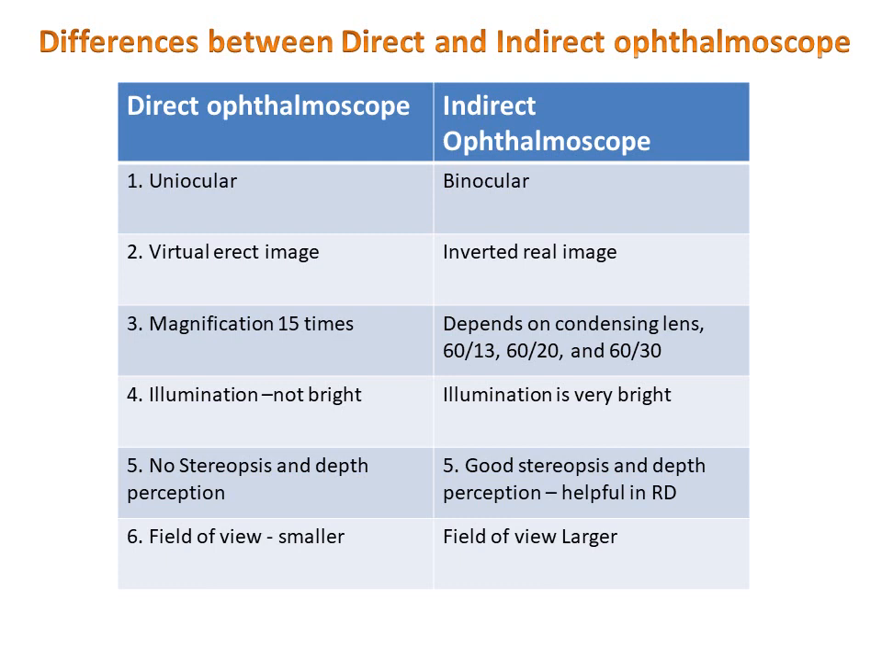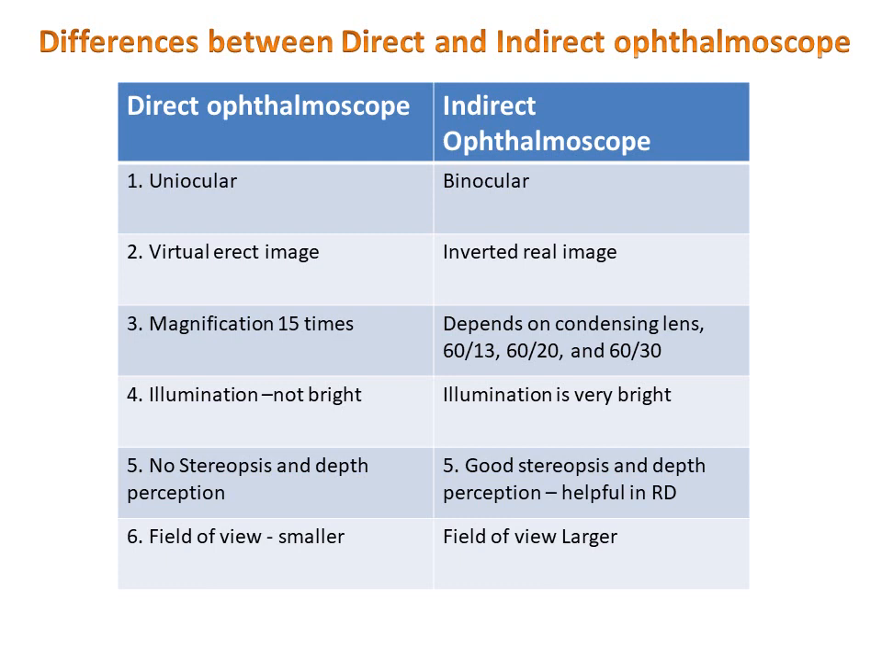Then if a 30D lens is used, 60 divided by 30, that is 2 times is the magnification. In direct ophthalmoscope, the illumination is not very bright, but the illumination is extremely bright in case of indirect ophthalmoscope. No stereopsis and depth perception.